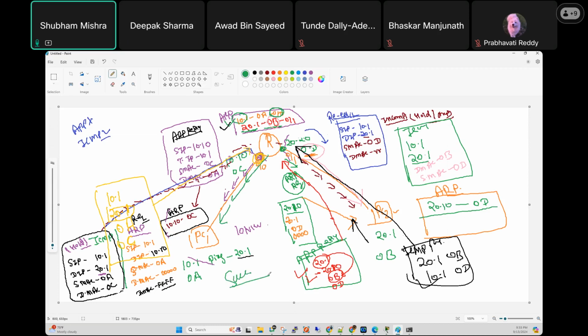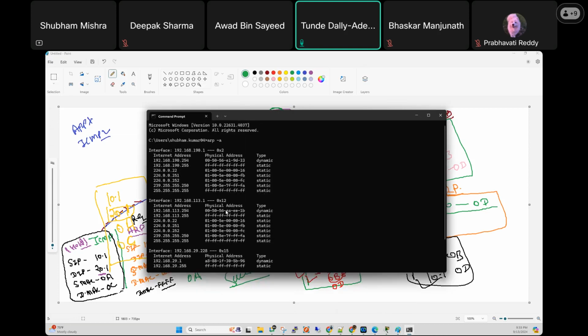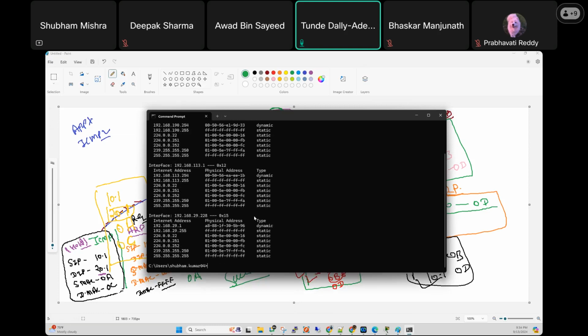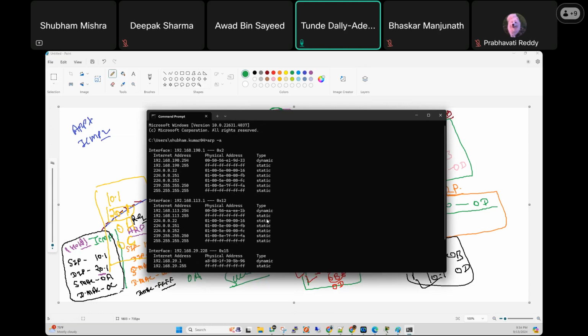Yes, please ask. Concerning the ARP command, like you said we should input arp -a. I just did that on my PC and I got some information: internet address, physical address, and type. I got a list of IP addresses. Can you explain again what these IP addresses mean when you run the ARP command?